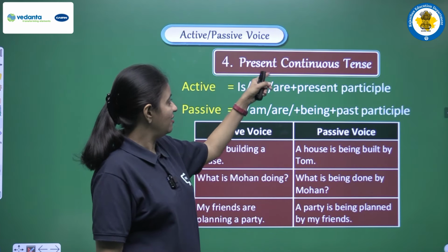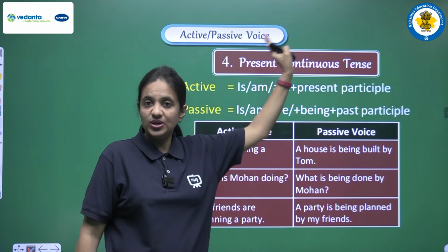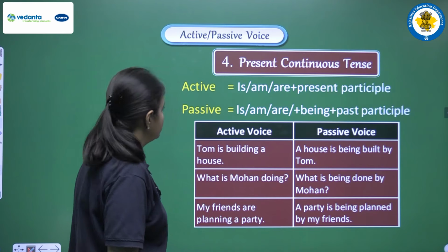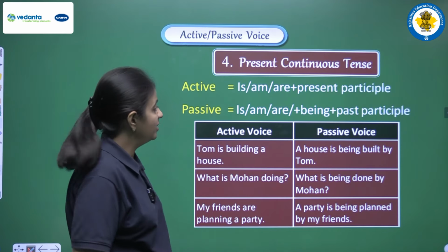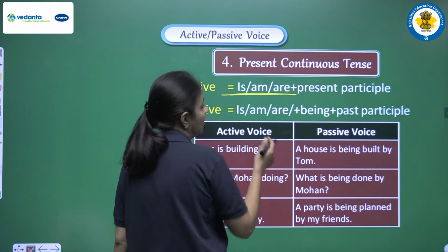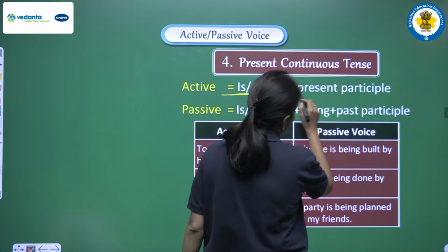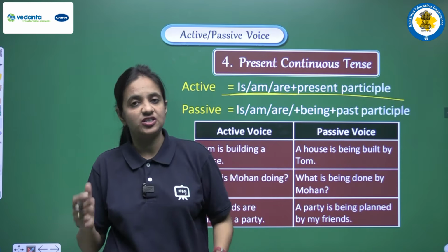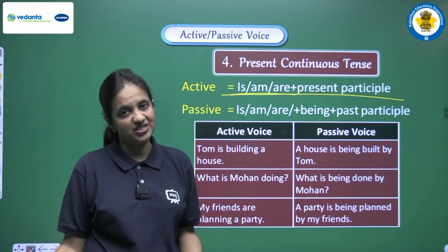Next tense that we are having here is present continuous tense. So let's see what present continuous tense means. It means in active voice as helping verb we are having is, are or am, and after that there will be present participle, means first form plus ing, right? So this is present continuous tense.